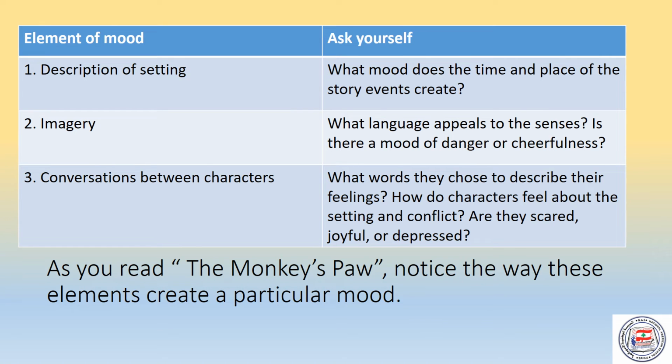After watching the video, let's review the elements of mood. First, the description of setting, which is the time and the place. Ask yourself, what mood does the time and place of the story events create? Second, imagery. What language appeals to the senses? Is there a mood of danger or cheerfulness? Third, conversations between characters. What words do they choose to describe their feelings? How do characters feel about the setting and conflict? Are they scared, joyful, or depressed? As you read The Monkey's Paw, notice the way these elements create a particular mood.